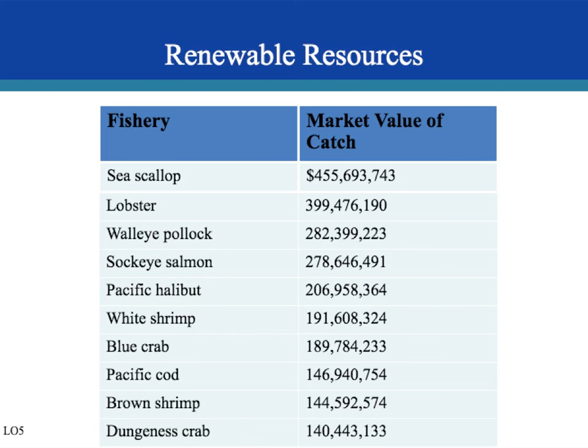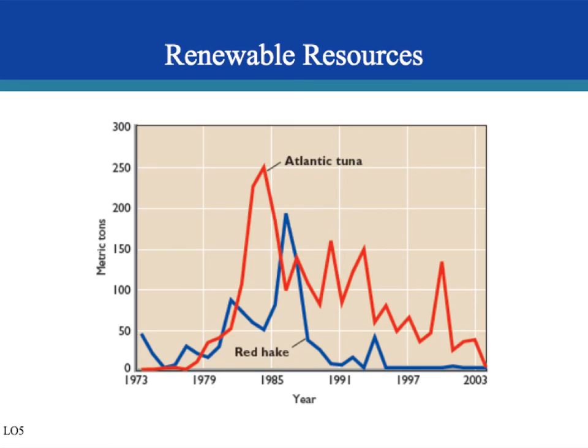Okay, so for the top 10 fisheries in the United States, we can see sea scallop. The market value of all the sea scallops caught in 2010 was $455.6 billion. Lobster, about $400 billion. And then we have walleye, pollock, sockeye salmon, and so on.